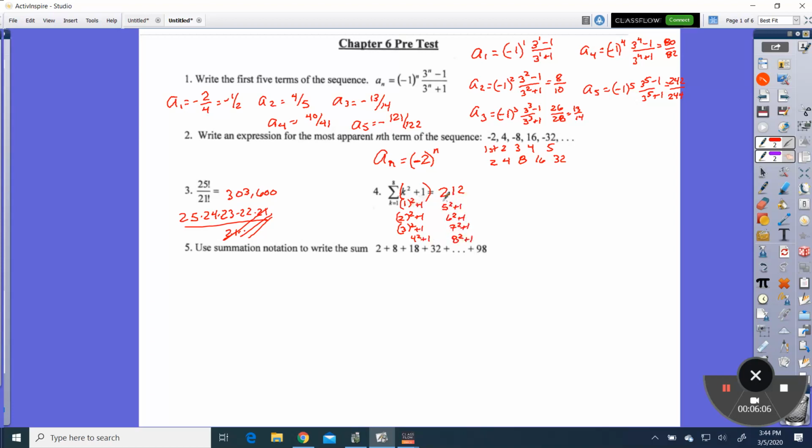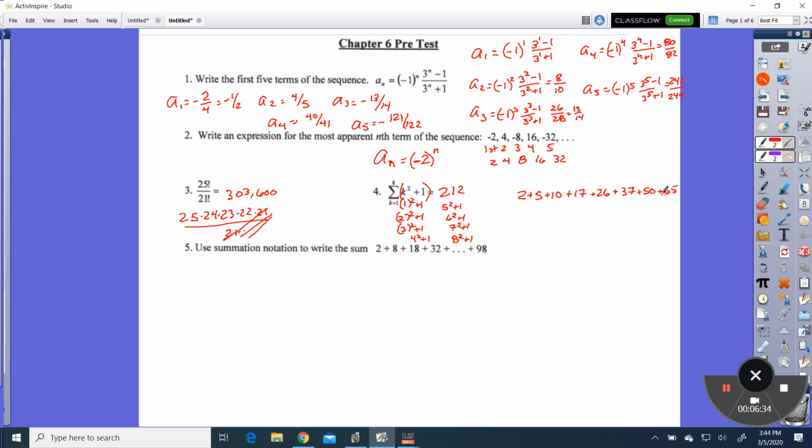So 1 squared is 1, plus 1 is 2. 2 squared is 4, plus 1 is 5. 3 squared is 9, plus 1 is 10. 4 squared is 16, plus 1 is 17. 5 squared is 25, plus 1 is 26. 6 squared is 36, plus 1 is 37. 7 squared is 49, plus 1 is 50. 8 squared is 64, plus 1, which is 65.